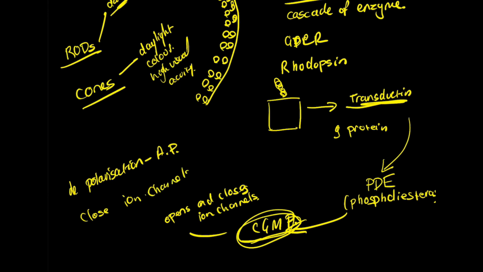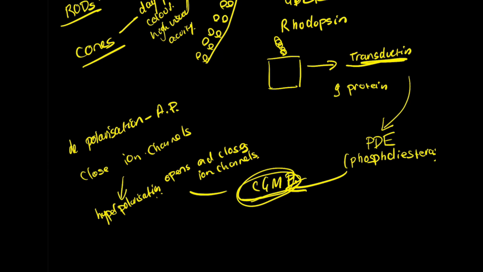Once the ion channels close, you'll have hyperpolarization. The cell's membrane potential will go down. Hyperpolarization will occur, and the resting membrane potential will go down.